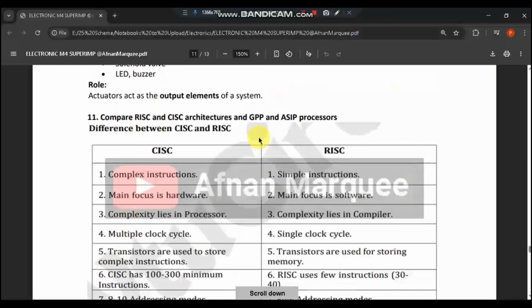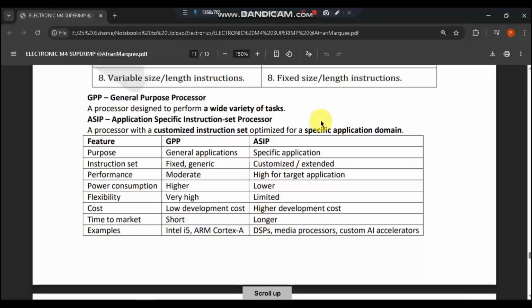Next one is compare RISC and CISC architectures and GPP and ASIP processors. RISC and CISC we have already discussed. Let's discuss GPP and ASIP, where one is for generic applications and the other for specific applications. Here it will be fixed, generic, moderate, higher, very high for performance, power consumption, flexibility. Whereas here it will be high performance for the target application and lower power consumption. Flexibility will be limited because it is for a specific purpose, so we can't be flexible here.